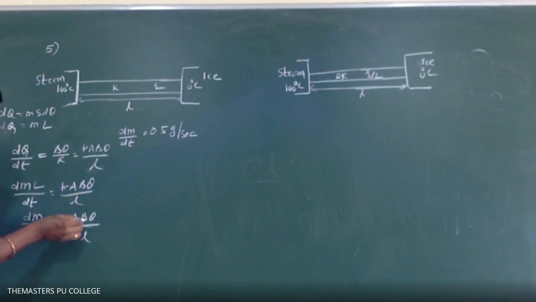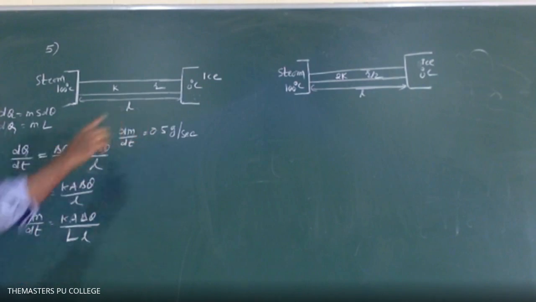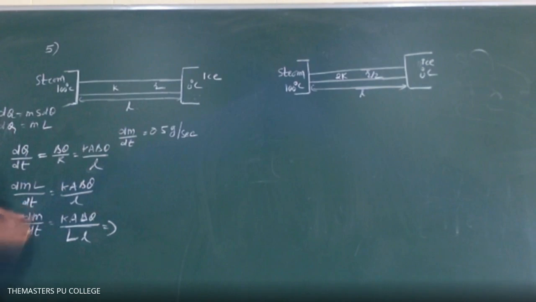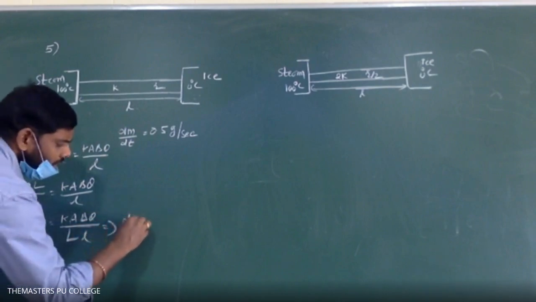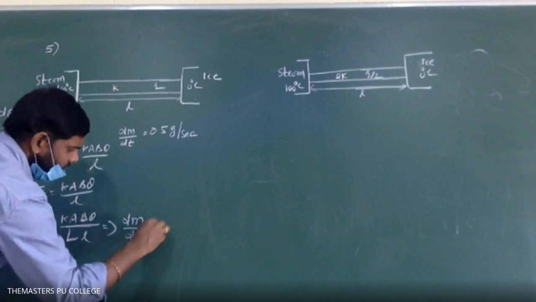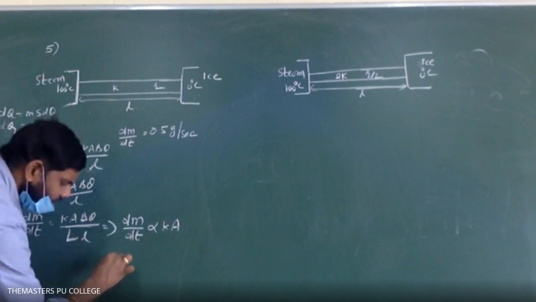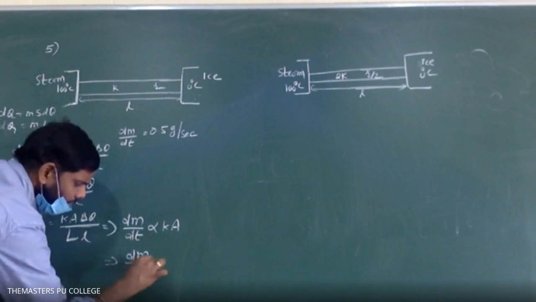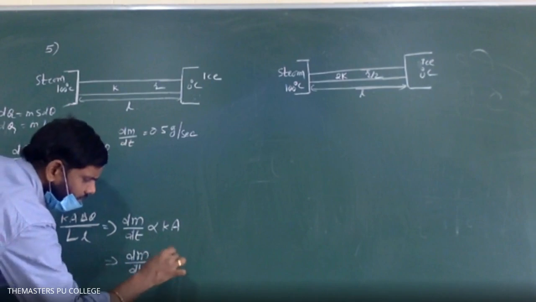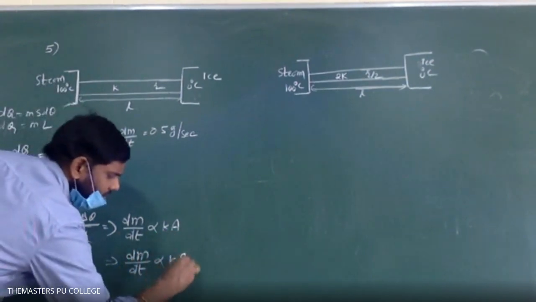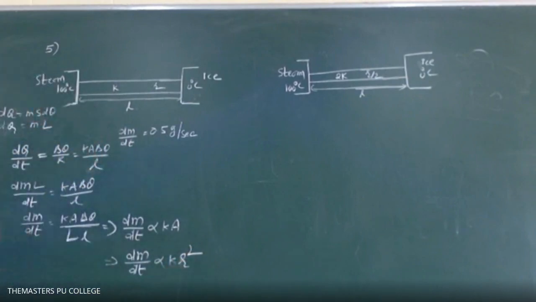So hence the temperature difference is constant, the latent heat of ice is constant, the length of the two rods is the same. Then I can write on what factors this dm by dt, the mass of the ice melted per second, will depend: dm upon dt is directly proportional to K into A. Further, dm upon dt is directly proportional to K into area, which can be written as pi r square. Then I can write K into r square.